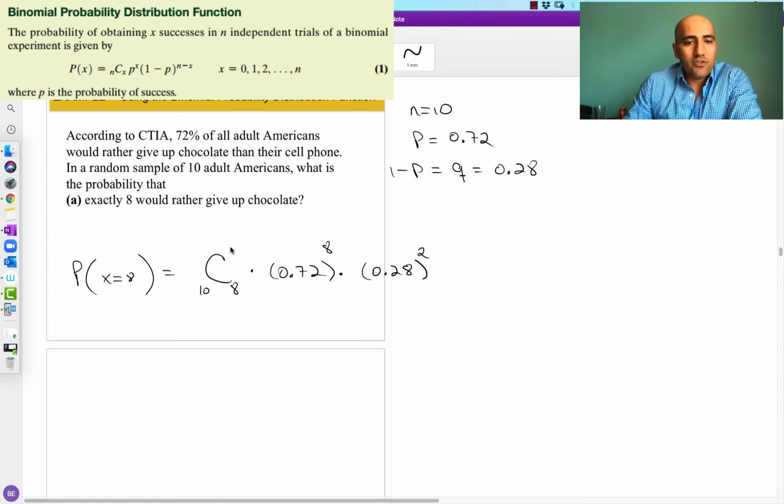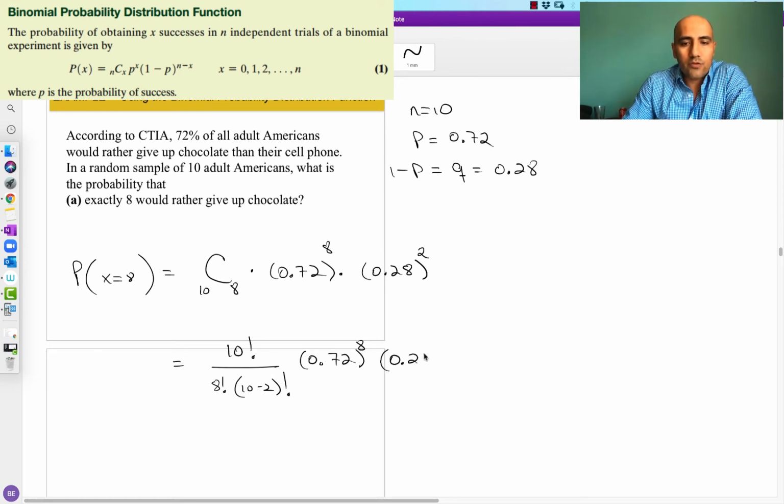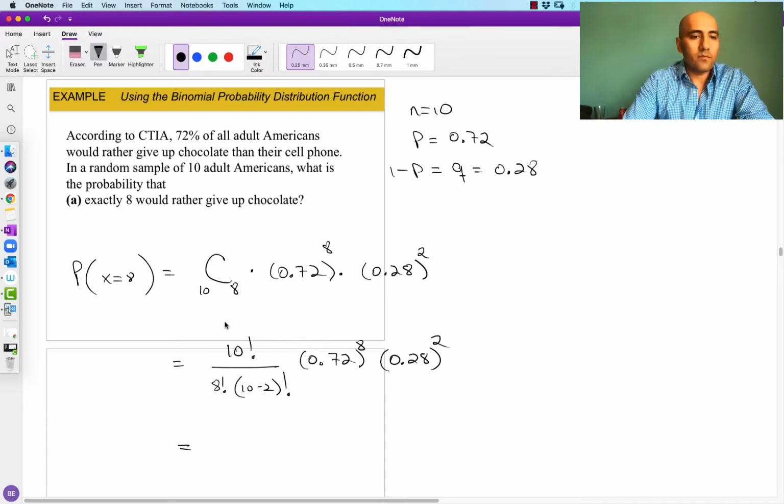And then this combinations here is what tells us the number of ways that can happen. We know from chapter 5 that this is equivalent to 10 factorial divided by 8 factorial times 10 minus 8 factorial, times 0.72 to the power of 8, times 0.28 to the power of 2. All we have to do is figure this out, and we'll get our answer. We can either crunch this out, or we have a nice easy button on our calculator to figure it out. So let's figure it out.